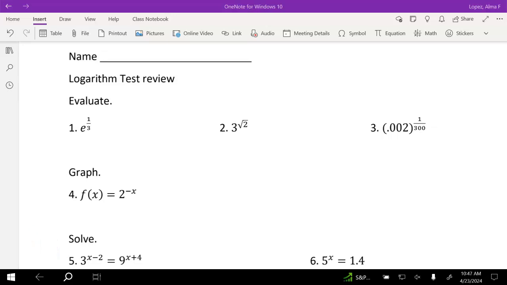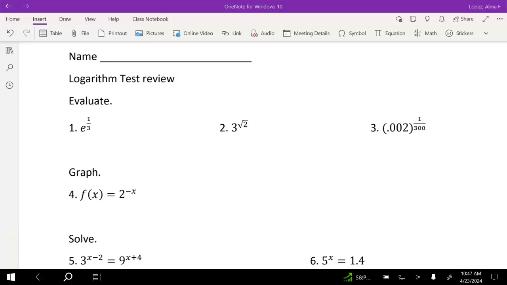This review is for the logarithm part of the test. Depending on the section you are in, you may also have additional sections that will be on your exam, so study appropriately. Now, the first 3 questions are actually from section 4.1, and all we're doing is evaluating these on the calculator. So by now everyone is familiar, so I'll let you put that into the calculator yourself.